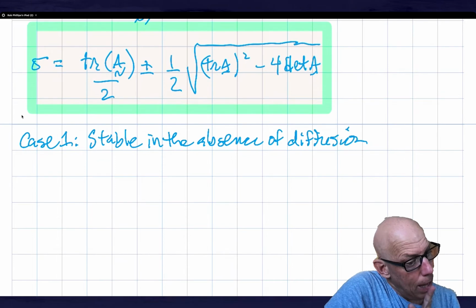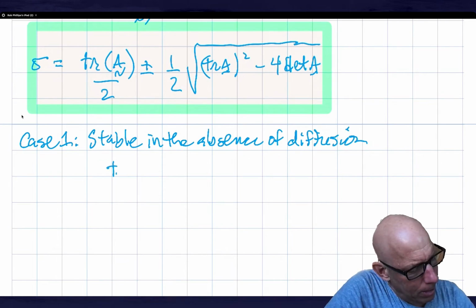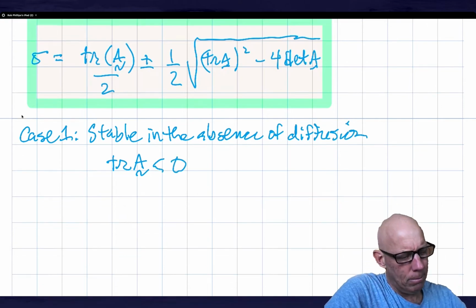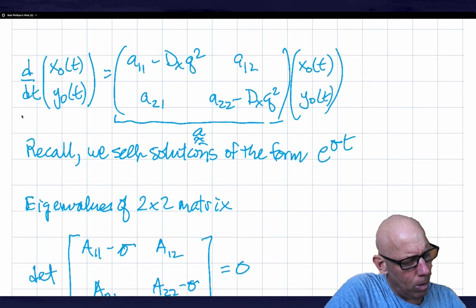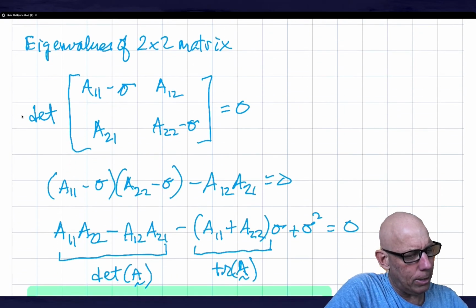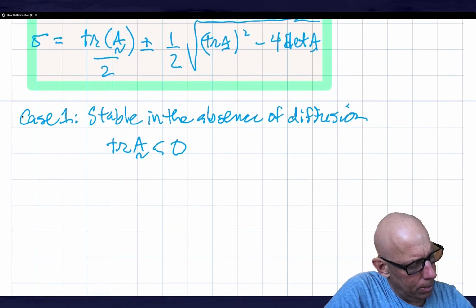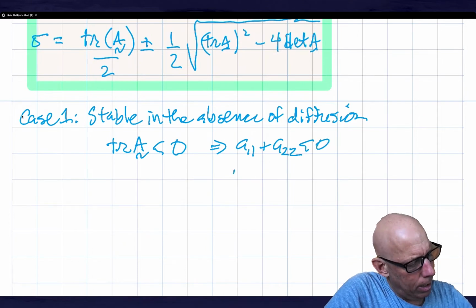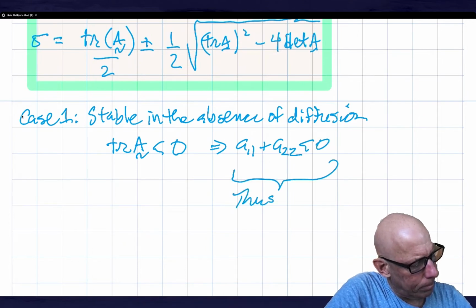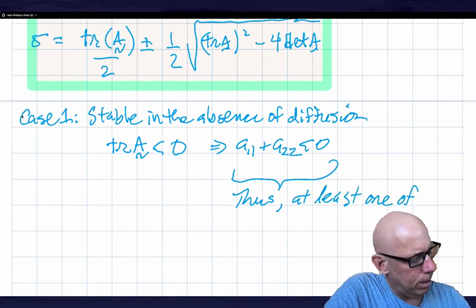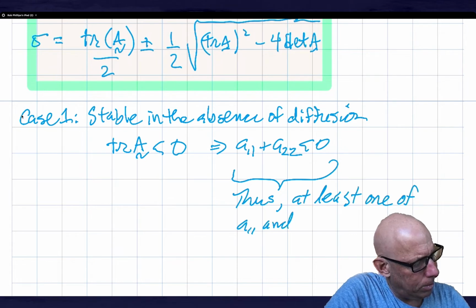So what does that imply? Well, that definitely means that trace of A has got to be less than 0. And if diffusion is 0, our trace is nothing more than A11 plus A22. So this says that A11 plus A22 is less than 0, and thus what I can say is at least one of A11 and A22 is negative. I can say that.